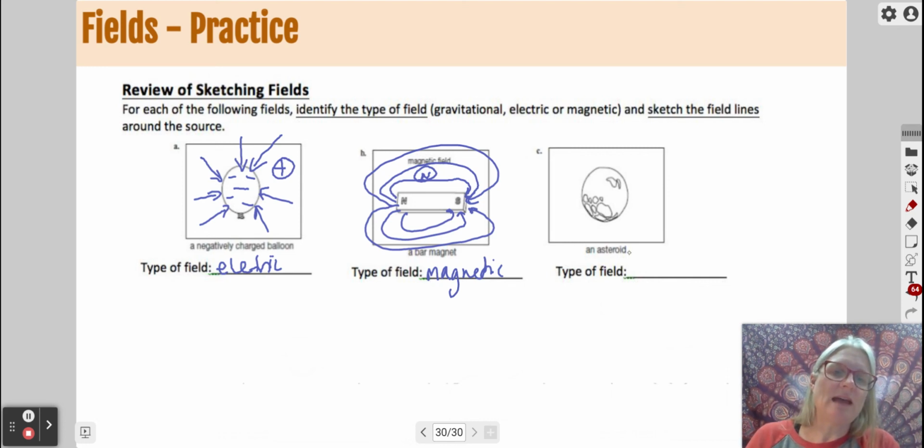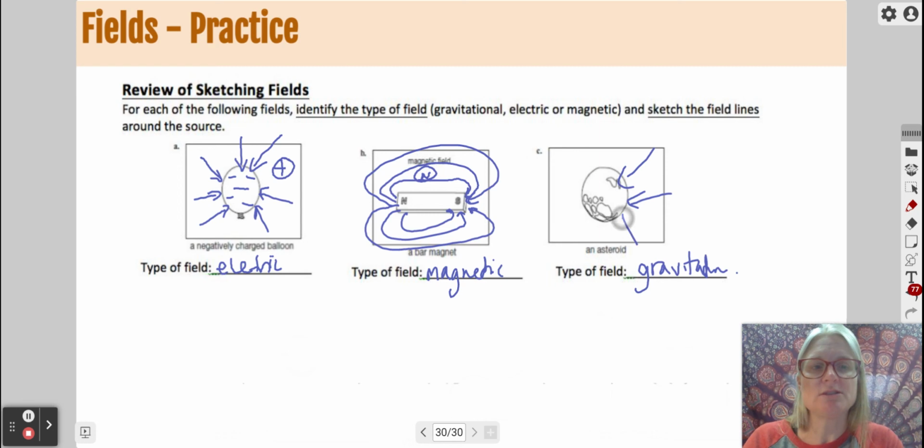All right, and here we have an asteroid. It doesn't say it's charged, it doesn't talk about being a magnet, so we're going to assume gravitation is the main field strength here. Obviously a balloon could even have gravitational field strength, but it's very minor, especially if it's a negatively charged balloon. So we're going to use the main field that's present when we're doing this. We have an asteroid, and remember, gravitational field strength is always towards the mass causing the gravitational field.